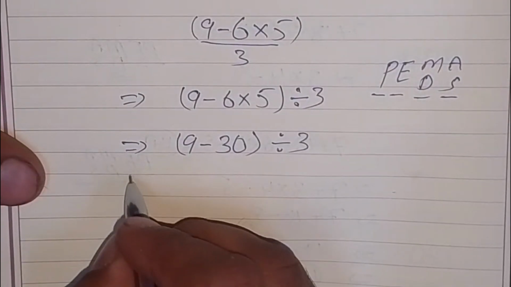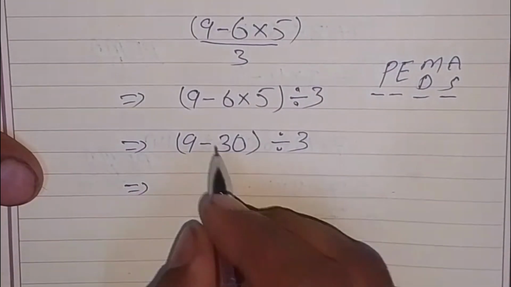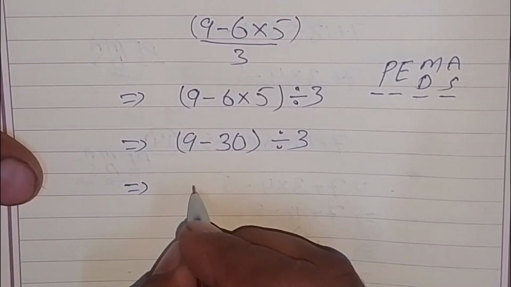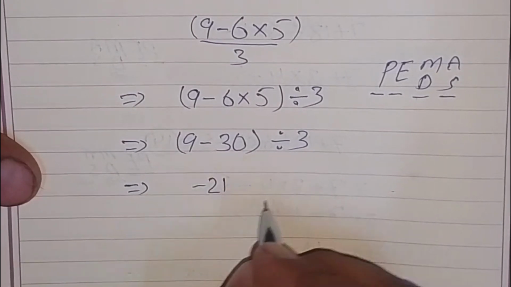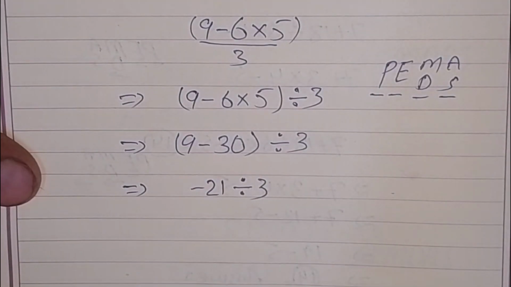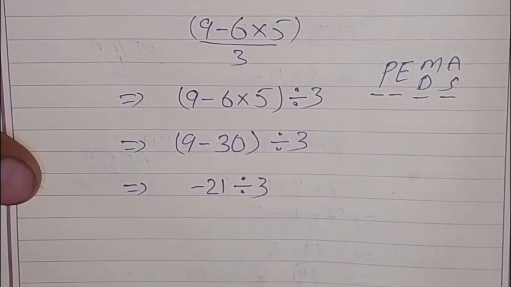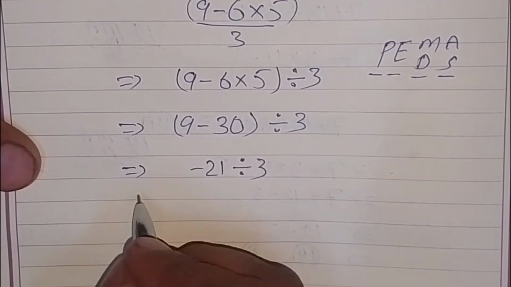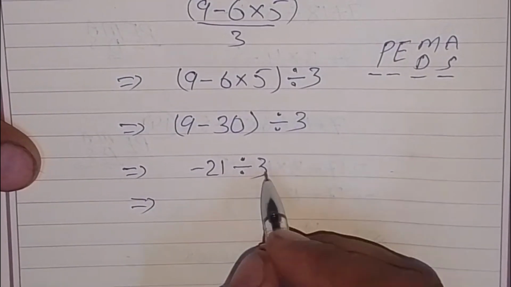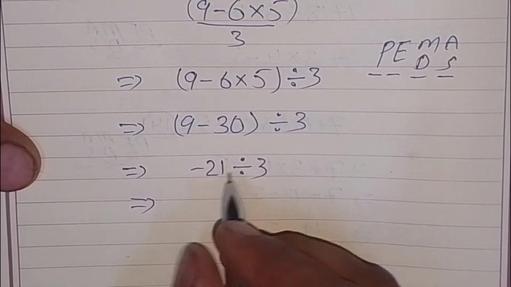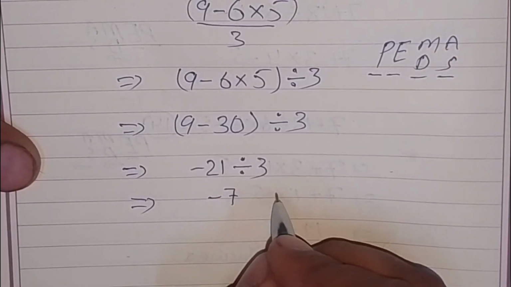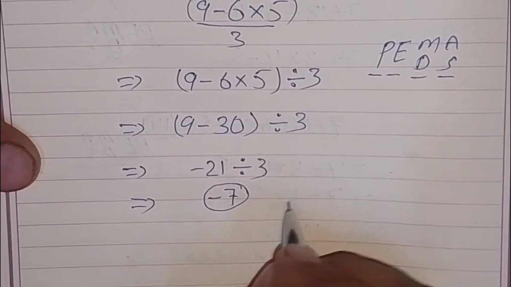Now 9 minus 30 gives us minus 21, divided by 3. And minus 21 divided by 3 gives us minus 7. The final answer is minus 7.